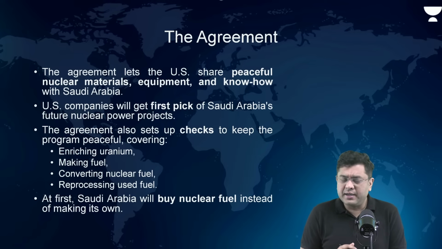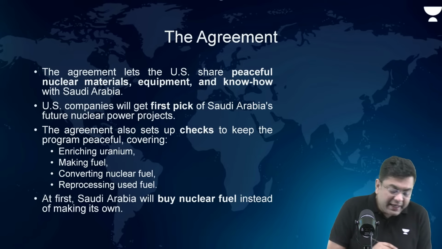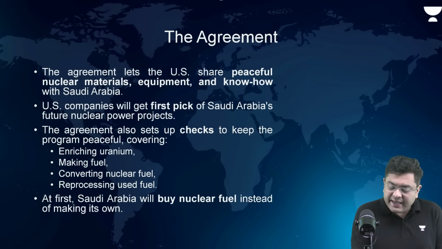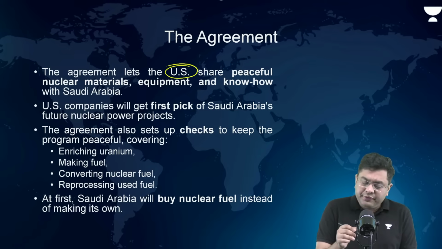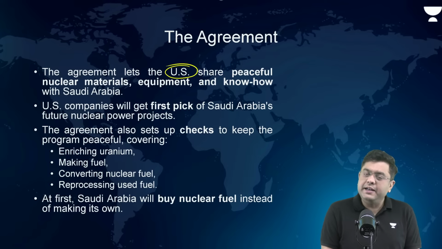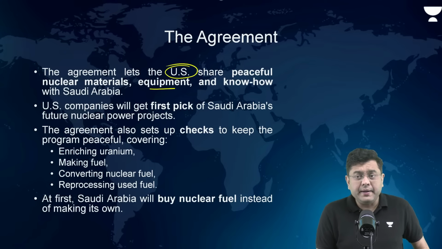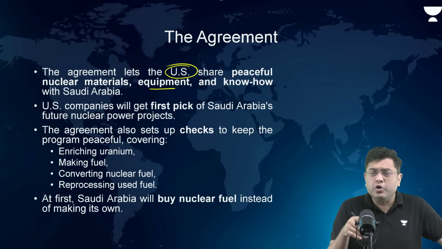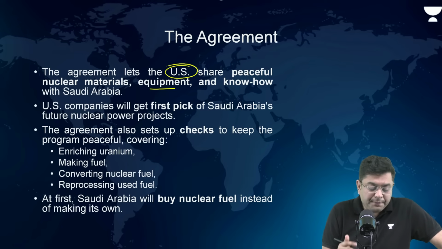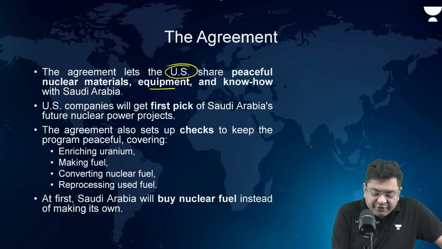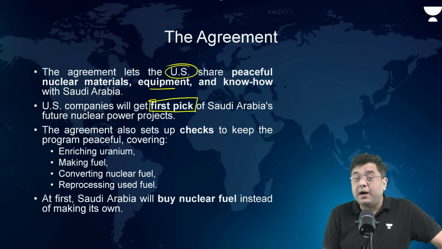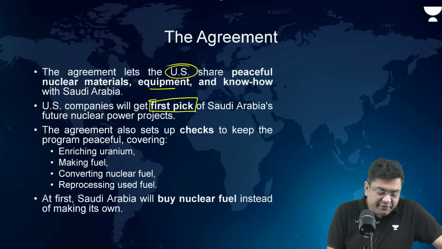Now, what is the agreement about? The agreement basically lets the US share peaceful nuclear materials, equipment, and know-how with Saudi Arabia, right? And mind you, here also, tech sharing is not there. US companies will get first pick of Saudi Arabia's future nuclear power projects. This is where Mr. Trump and his industrialist friends will also benefit.